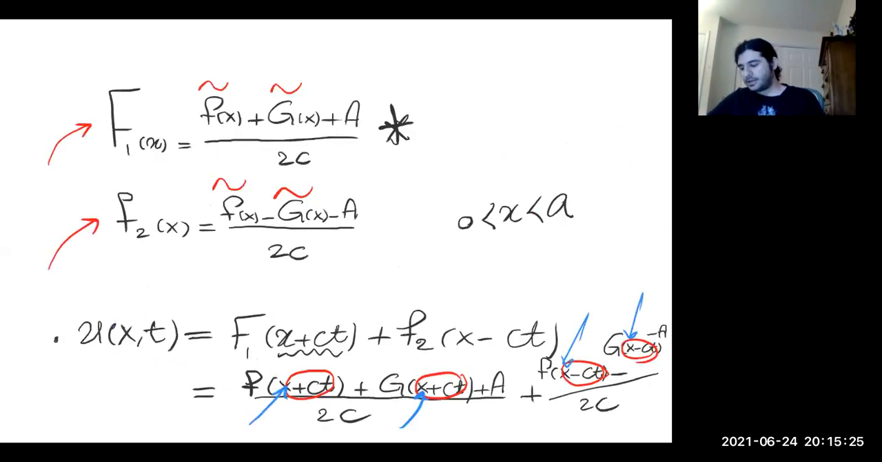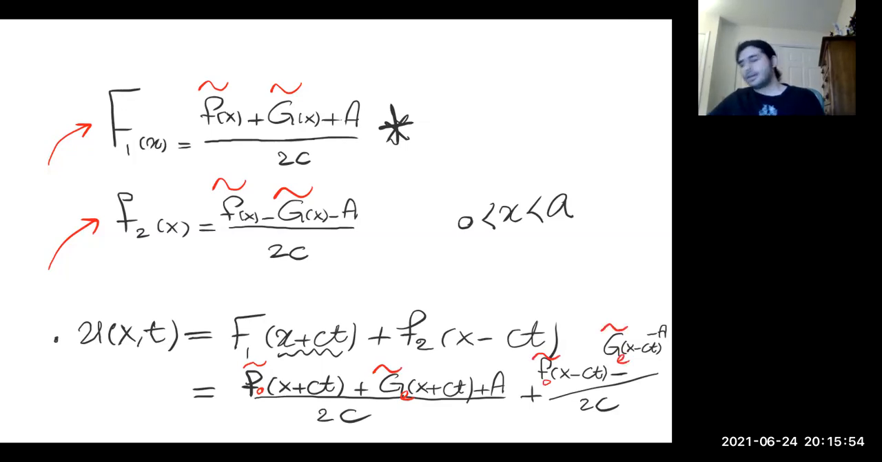This was the definition of u. Let me erase these extra things. And I told you this thing doesn't really make sense because f and g might not even be defined, so we should consider their extension. Now it makes sense. We extend f and g. F is the odd extension, G is the even extension.